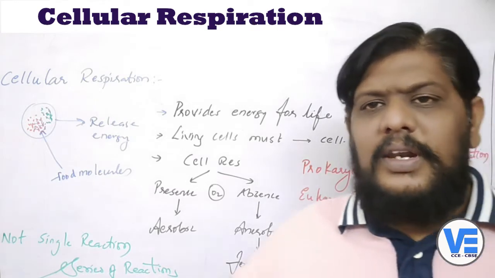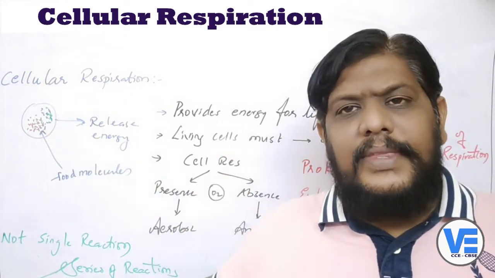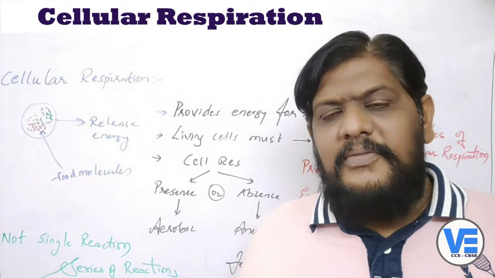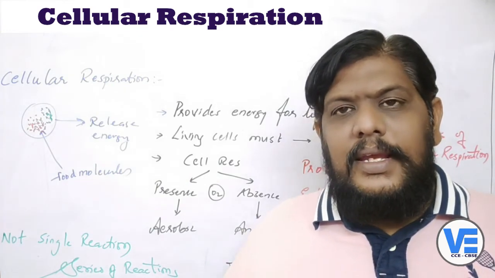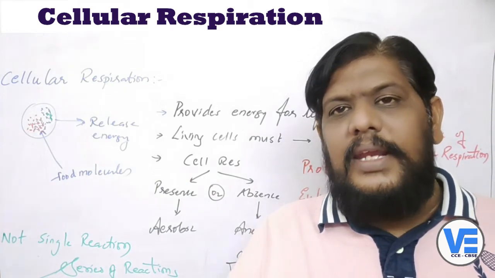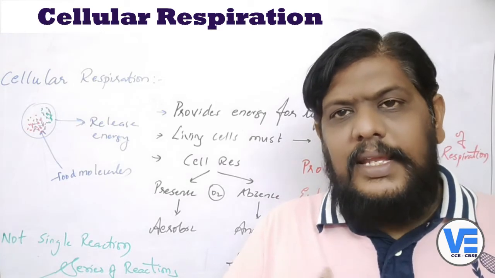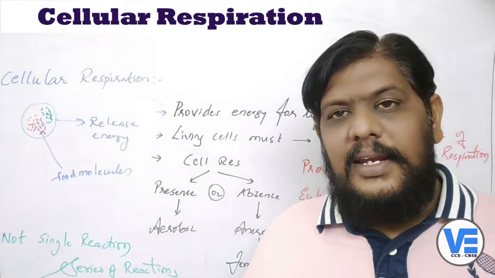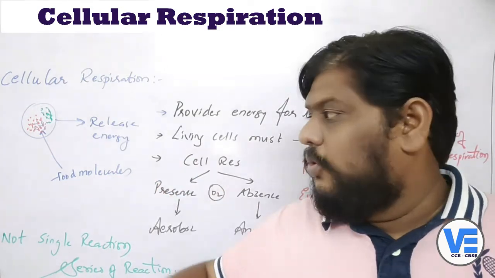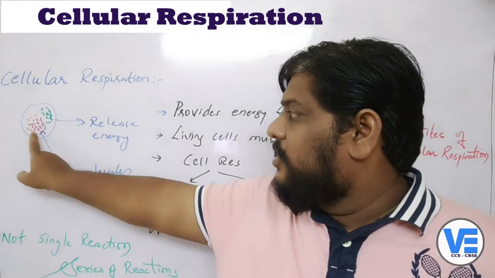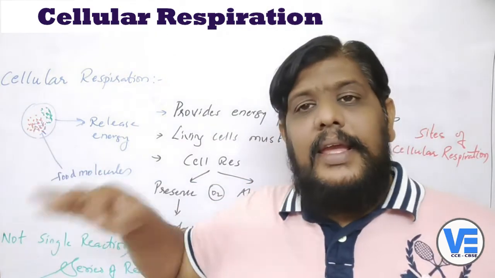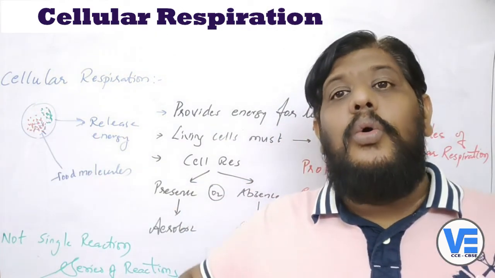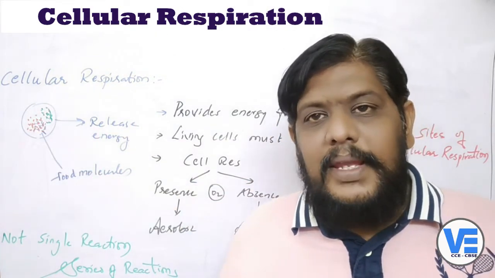Even if you have to lift your hand, what you require is energy. So where does this energy come from? It is not directly coming when you eat the food. If you eat the food, the energy will not come, isn't it? Because this food material should be digested, and the digested food material should go to the cell, and the reaction should take place here in the cell in the presence of oxygen. Only then energy will be released.